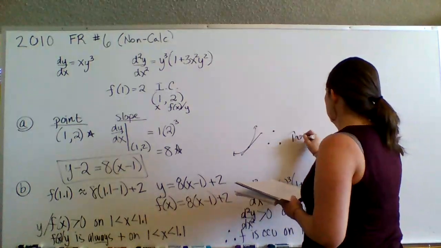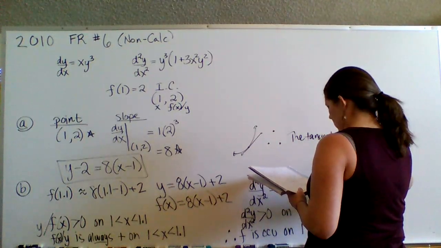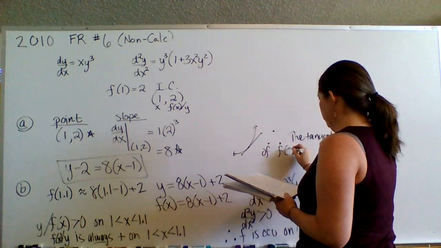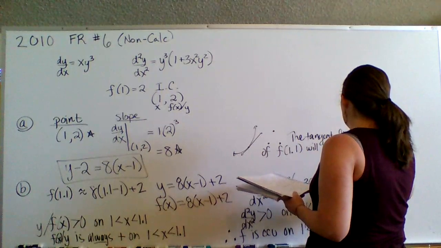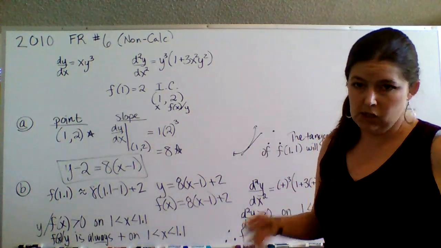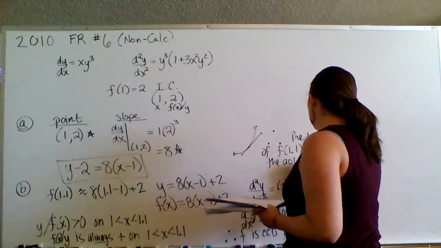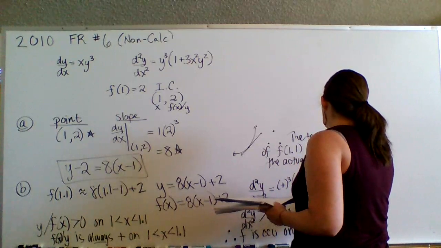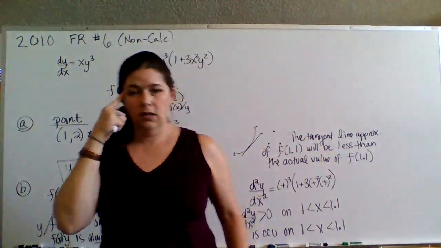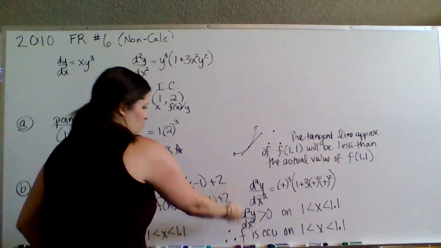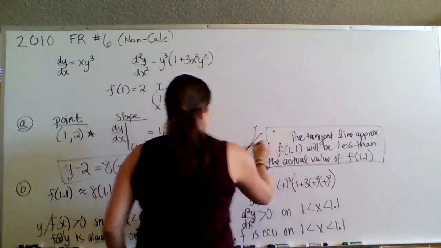tangent line approximation of f of 1.1 will be less than, because that's how they worded it in the problem, but if you said an under approximation or an underestimate, that's fine, will be less than the actual value of f of 1.1. And my picture kind of puts it in my brain, but I have the second derivative work and reasoning to prove it. And so this is my final answer for part B.